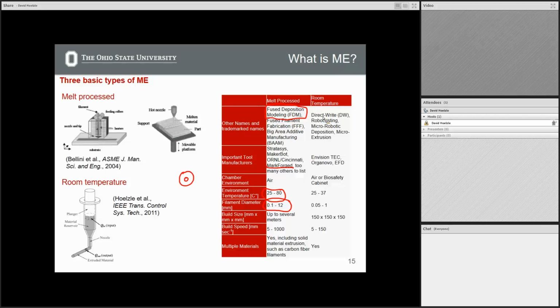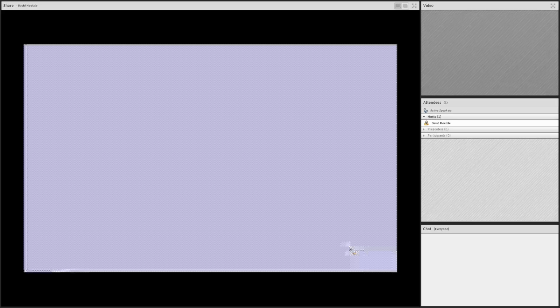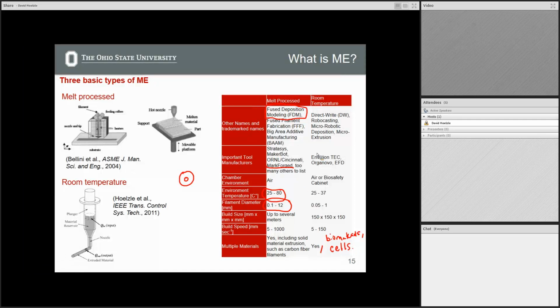Room temperature methods, if you look at these, are primarily driven by the biotechnology industries, where these seem to be important. I think if I say multiple materials, yes, and then I think the interesting caveat, if I were to edit this table, would be to say you can do biomaterials as well. And not only biomaterials, but cells. By cells I mean human or animal cells. But same basic specs.